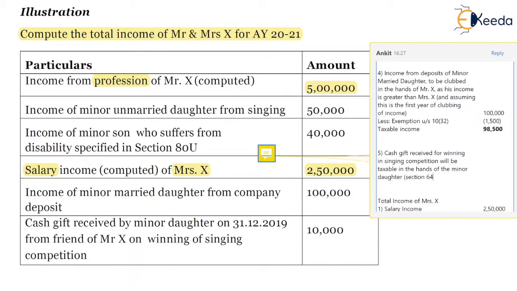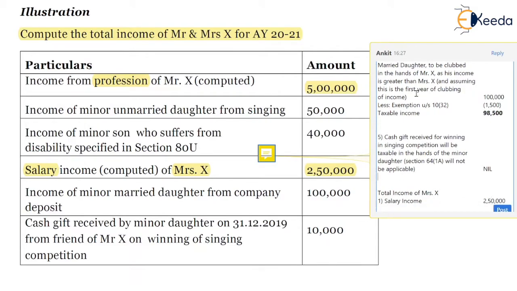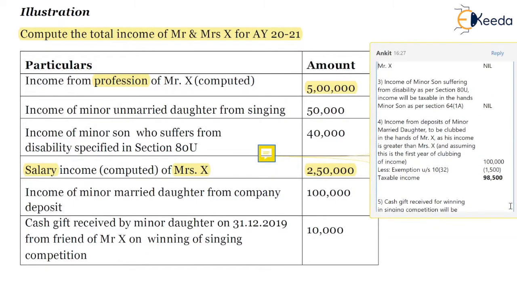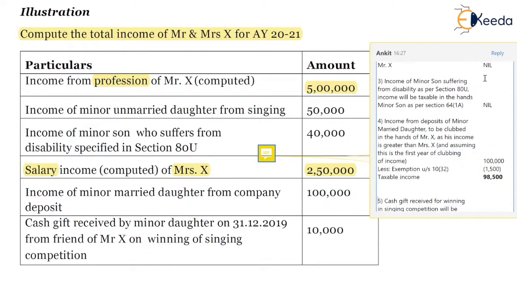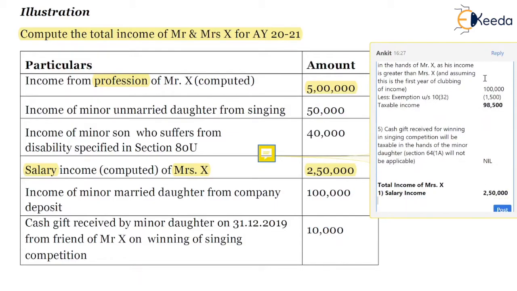Section 64(1)(a) will not be applicable. So friends, the amount to be clubbed is nil. So friends, total income of Mrs. X is 2,50,000 and total income of Mr. X is nothing but 5 lakhs plus 98,500, which is 5,98,500 is the total income of Mr. X for the assessment year 2021.